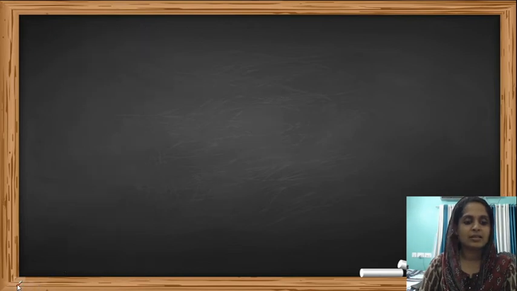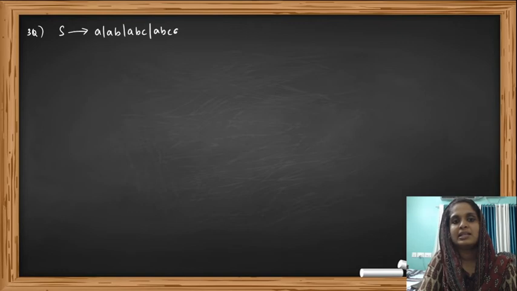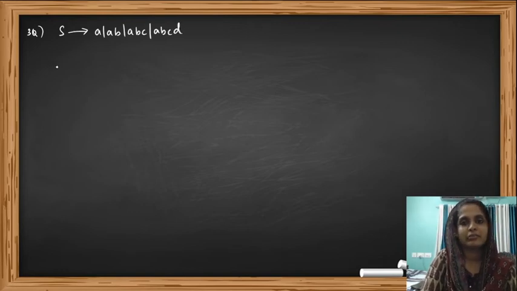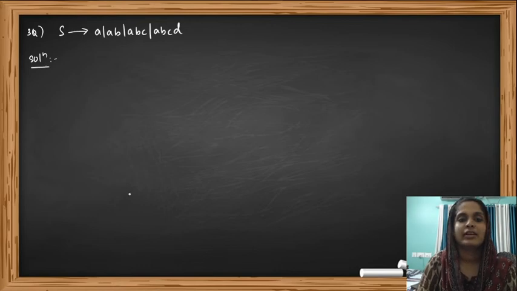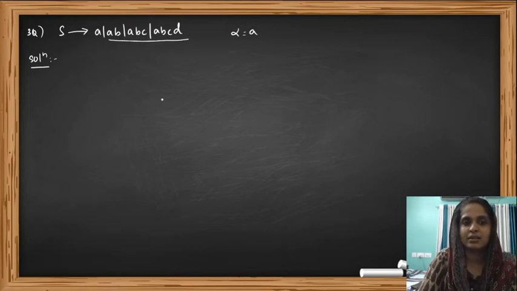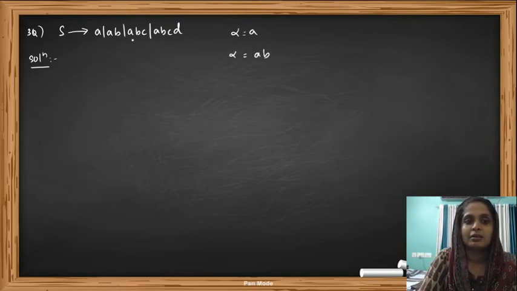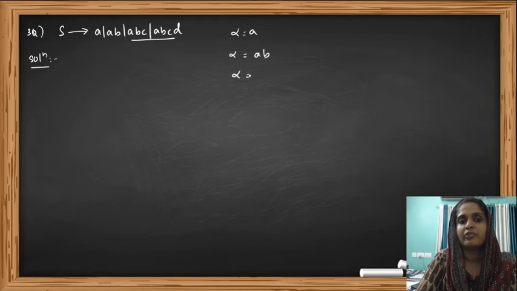Now let's look at one last example, or third example. S produces A bar AB bar ABC bar ABCD. How will we remove left factor from this? What will be the value of alpha here? If you consider all the 4 terms, value of alpha will be A. But if we consider only these 3 terms, value of alpha will be AB. But if we consider these 2 terms, the value of alpha will be ABC, right? So we can choose any of these 3 cases.